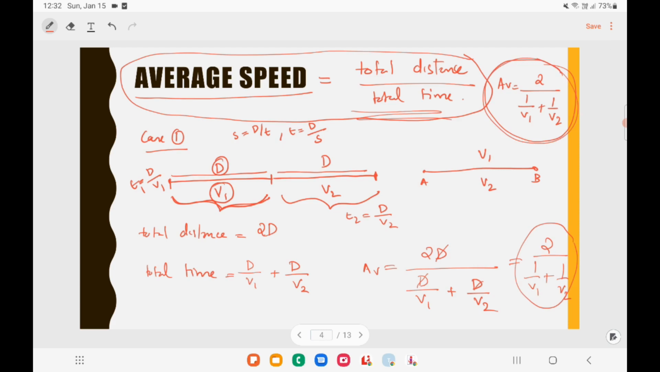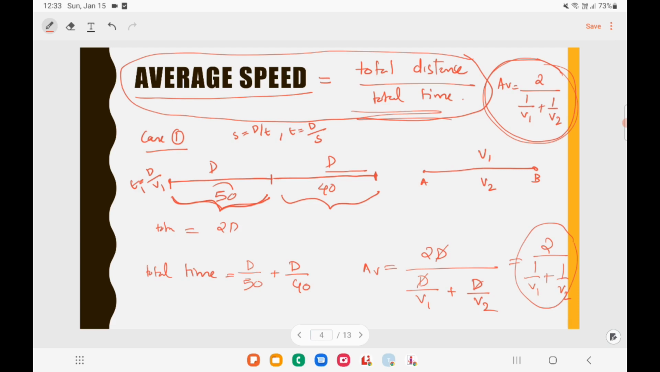When a question comes, it will say something like a car travels a distance d with velocity 50 km per hour, and it travels another distance d with velocity 40 km per hour, and then what is the average speed? Here just take this distance as d and this distance as d. Then you will get total distance equal to 2d, and total time equal to d by 50 plus d by 40. Then solve using total distance by total time, and you will get the average speed.